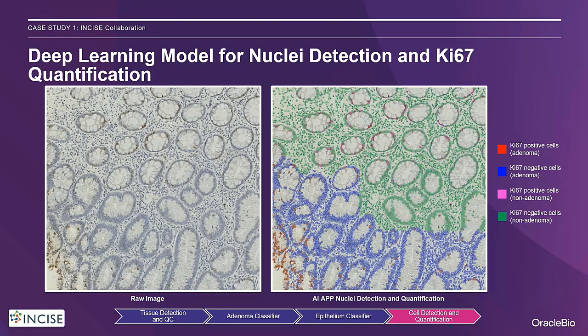So here on the right-hand side, I'm showing an example of the resulting segmentation and quantification, colored according to the ROI the cells belong to. So in the reds and blues, we have the positive and negative Ki67 cells within the adenoma region, and then pink and green is for the non-adenoma counterpart.